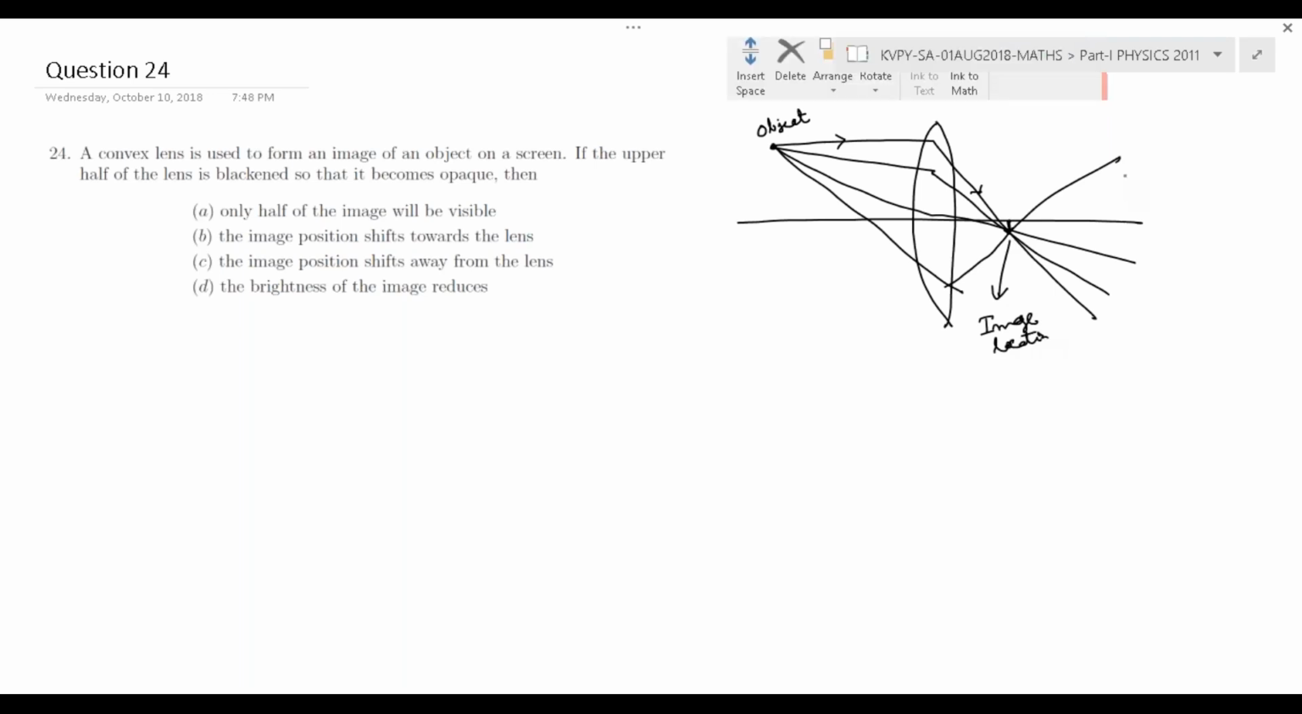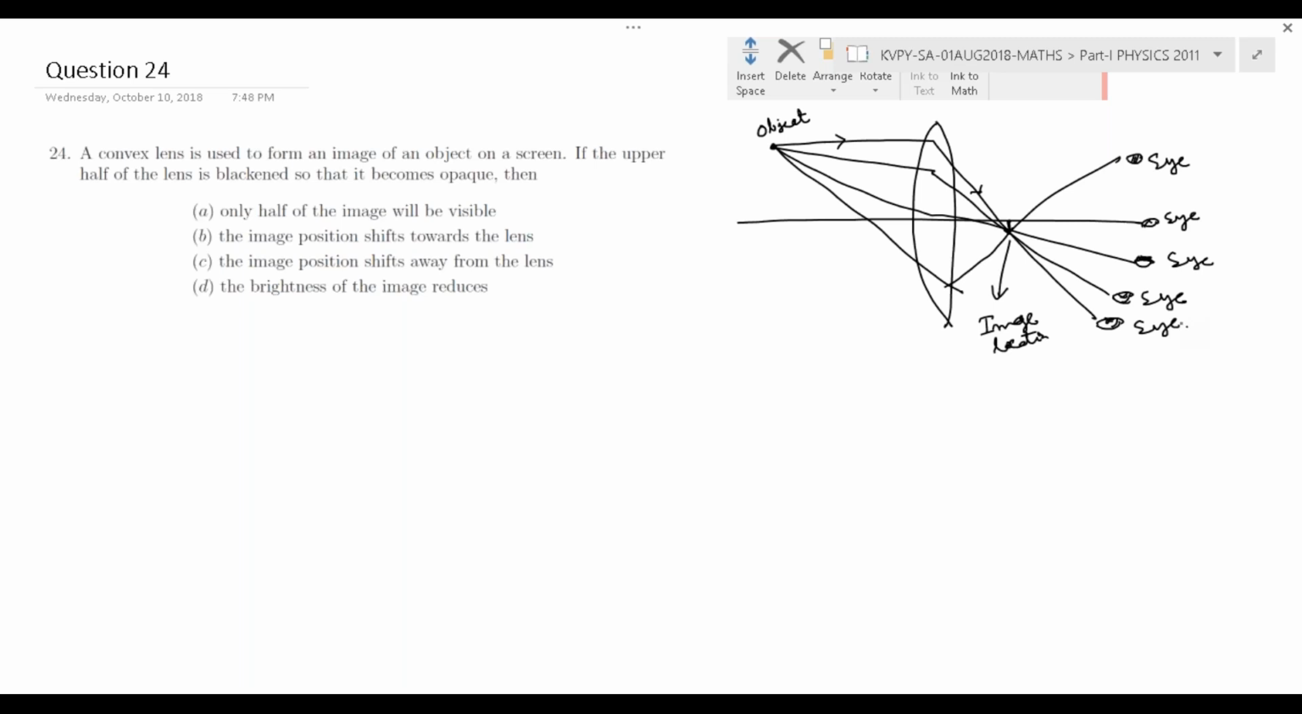And where are the eyes? These are the locations where our eyes are. So this is the eye. These are the locations of our eyes. That is a very simple diagram to explain how image formation happens in a converging lens.